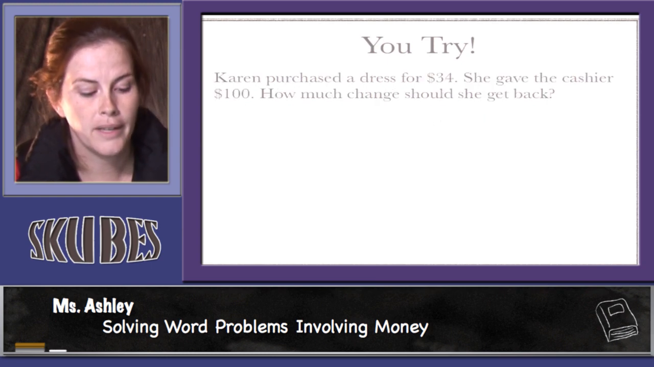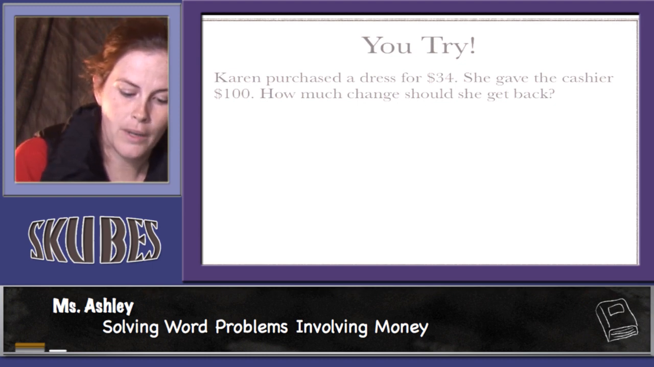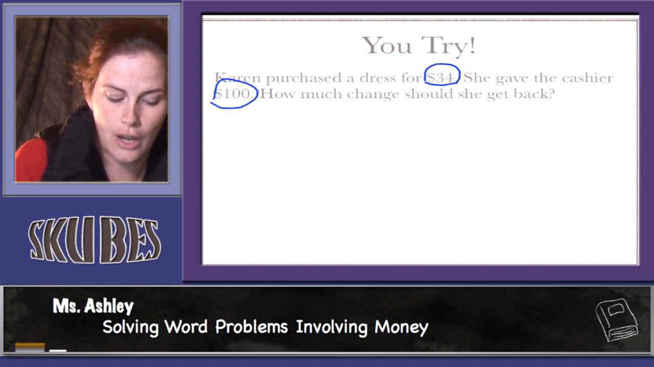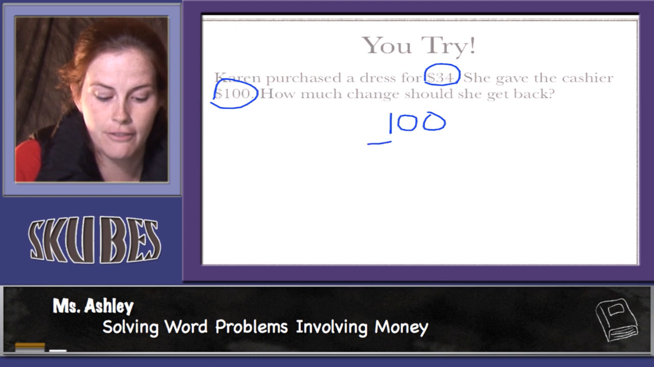All right, let's try one final one. Karen purchased a dress for $34. She gave the cashier $100. How much change should she get back? So let's think about what we know. The dress was $34 and she handed the cashier a $100 bill. So to figure out how much she should get back, we have to figure out the difference.